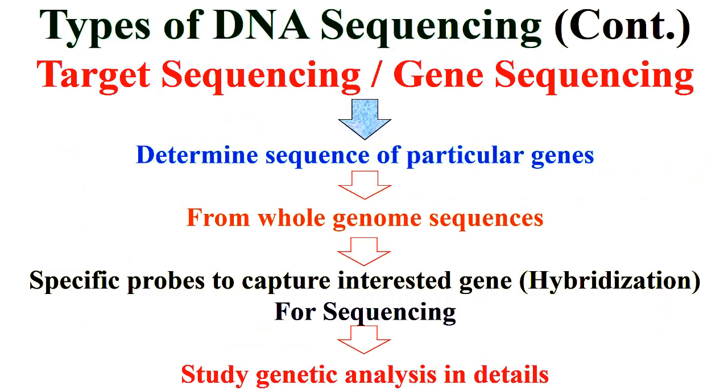While target or gene sequencing is another type of DNA sequencing. It determines the sequence of particular genes from whole genome sequences by using specific probes to capture the genes of interest in the process of hybridization, for sequencing, to study genetic analysis in detail, as mentioned in the next slide.